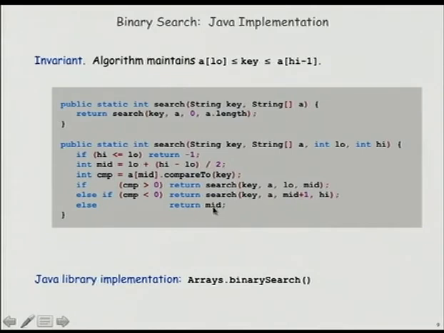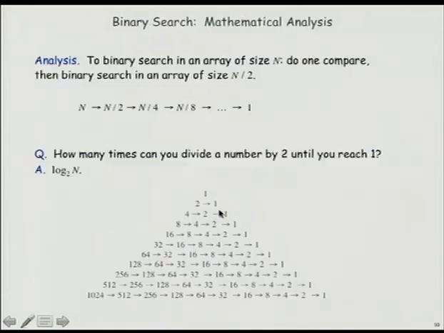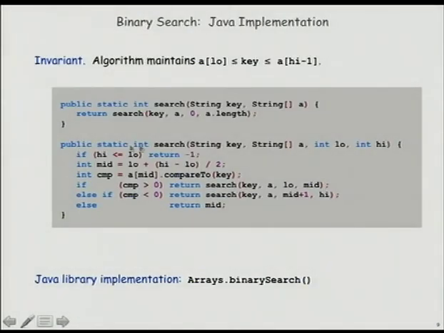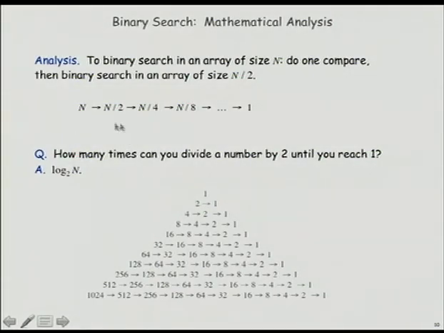Otherwise, return. If it's not greater or less, then it must surely be equal. And then I return the point where I find it. So let's do an analysis of this algorithm. In a sense, what we're doing is we make this array size that we have smaller every time. By doing this calculation, we halve it every time until we get to 1.